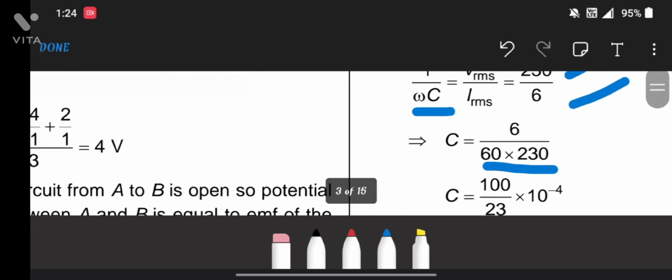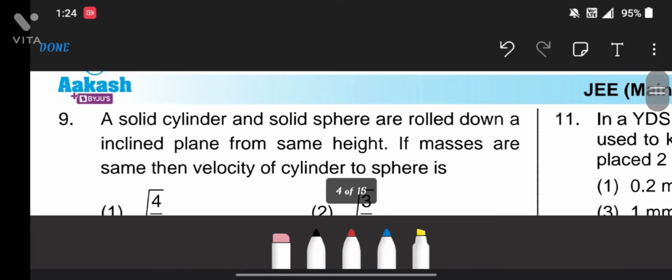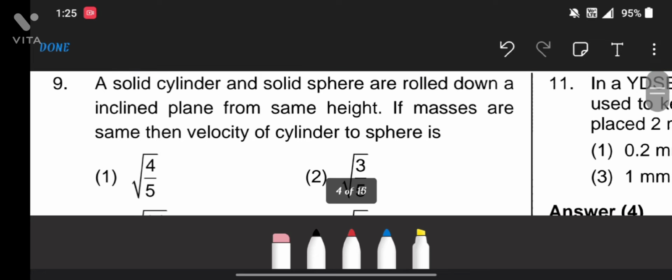Let us move on to our next question, that is question number 9. Here they have shown a solid cylinder and a solid sphere that are rolled down. They are saying they have rolled two things, one is a solid cylinder and another is a solid sphere, on an inclined plane from the same height. So both are rolled from the same height.